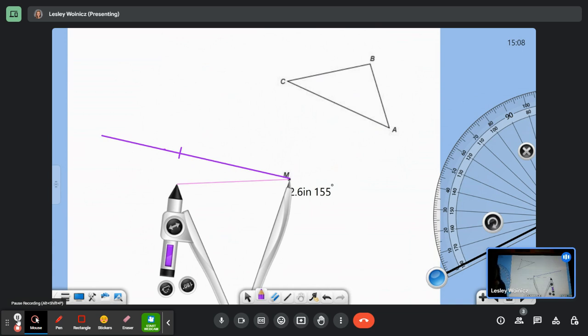Does anyone need help? Yeah, make your auxiliary line nice and long. All right, I'm labeling this point as A prime. Okay, who needs help?